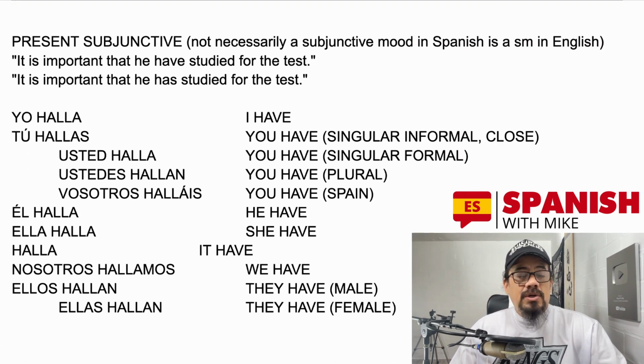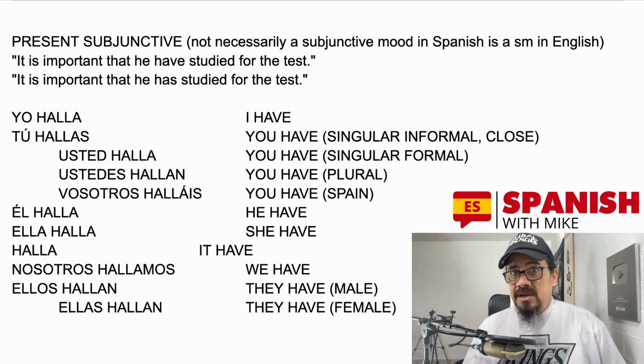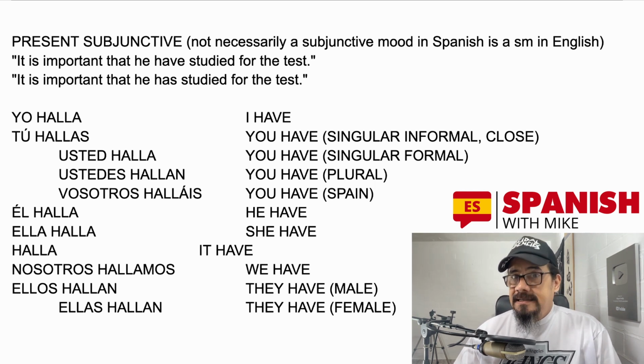And let's go near to the end of this video with the present subjunctive. Remember that not necessarily something that is subjunctive mood in Spanish is subjunctive in English. Not necessarily. For instance, for the verb haber in the present subjunctive in Spanish: yo haya, I have. Tú hayas, you have, singular informal. Usted haya, you have, singular formal. Ustedes hayan, plural. Vosotros hayáis, Spain.